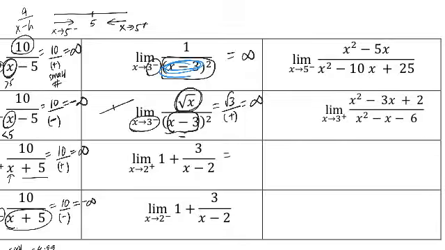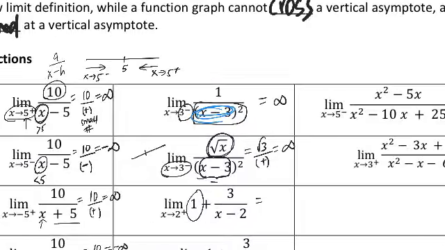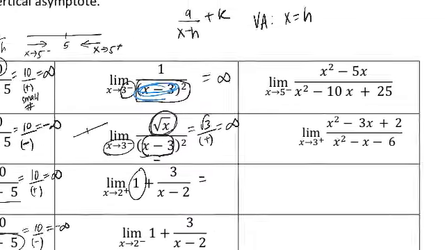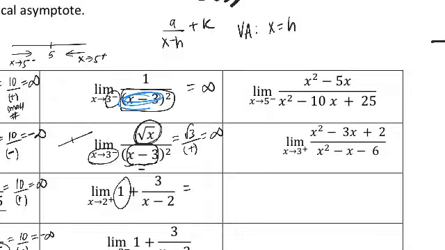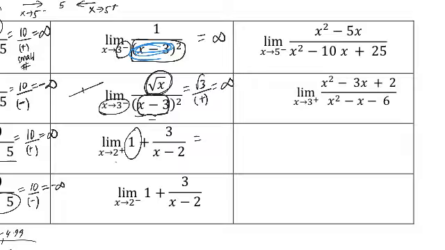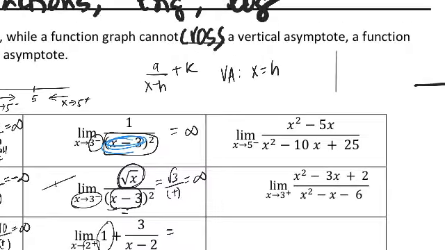This one, be careful not to get confused by the 1, because the 1 is not really going to play into this. As x approaches 2 from the positive side, this is one of these a over x minus h plus k type functions. So we know even from algebra that the vertical asymptote is at x equals h, here at x equals 2. What we're now asking is, are we going to infinity or negative infinity, and what's happening from each side?